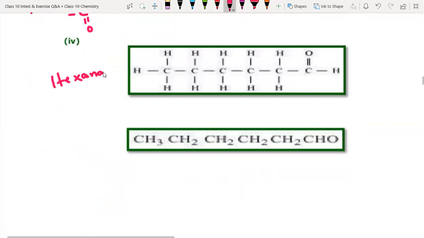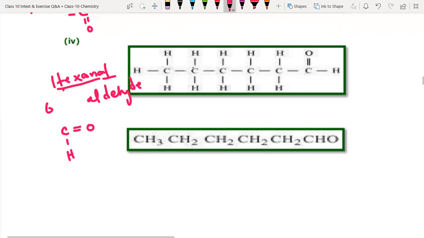Hexanal. You see, hex means 6, and al stands for aldehyde. What is the functional group aldehyde? Double bond O for carbon and single bond H, not OH. If you have drawn OH, it will become oic acid.